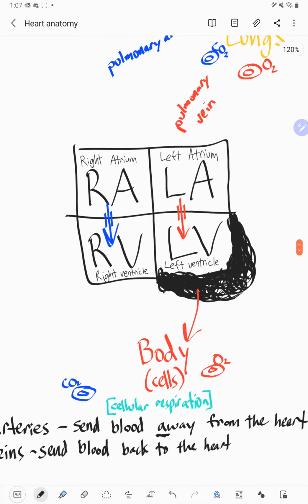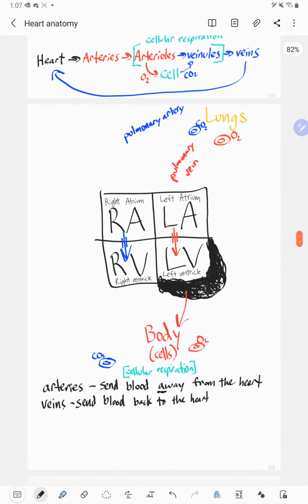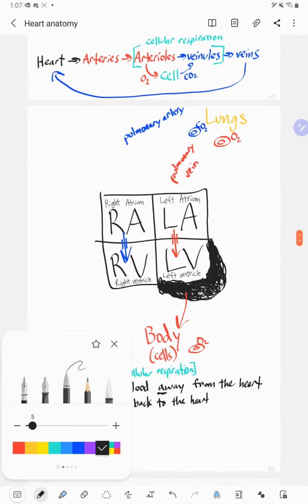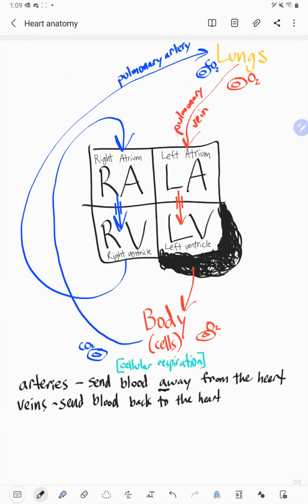All right, I need to fix my drawings. I just deleted all my arrows. All right, got them redrawn in here now. And then lastly, we need to finish labeling.